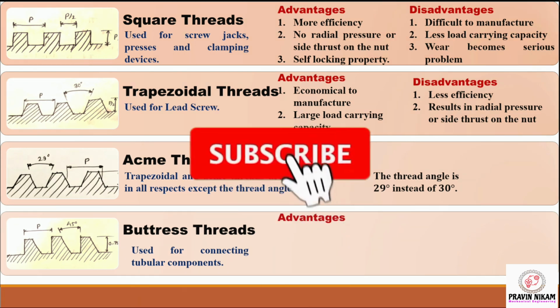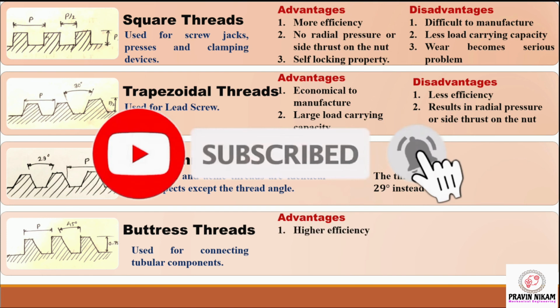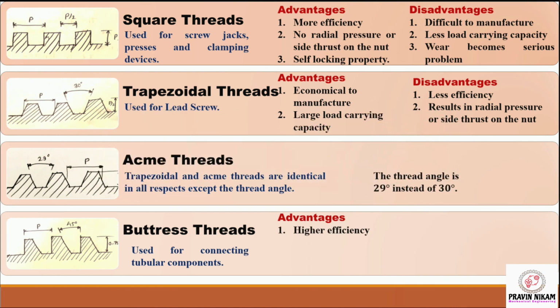So what are the advantages of these buttress threads? First, it has higher efficiency than trapezoidal and Acme threads. Then the second advantage is it is economical to manufacture. And the third advantage is it is stronger than all other threads.